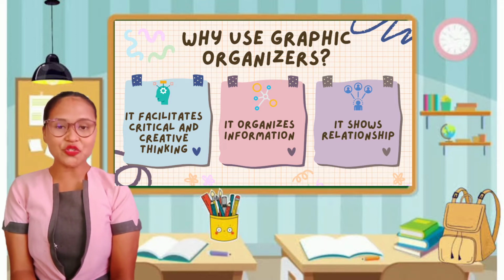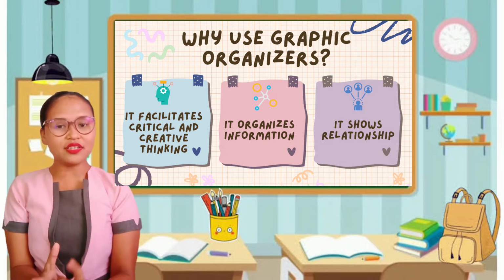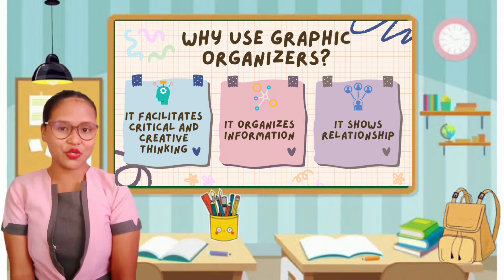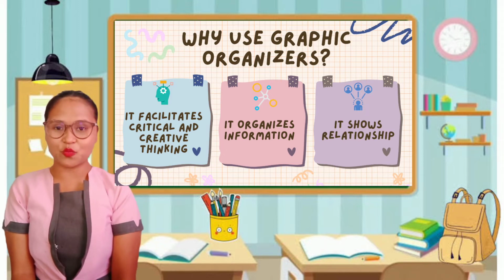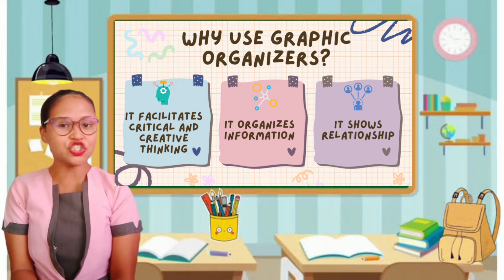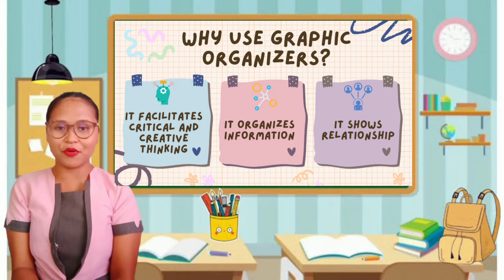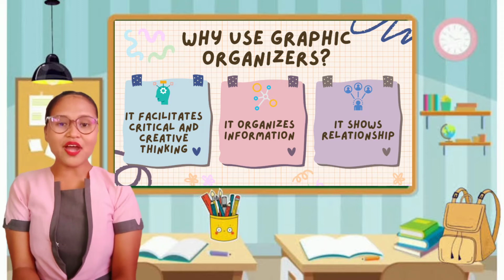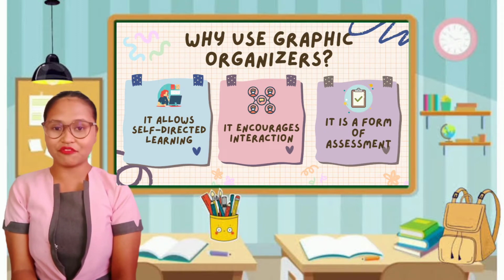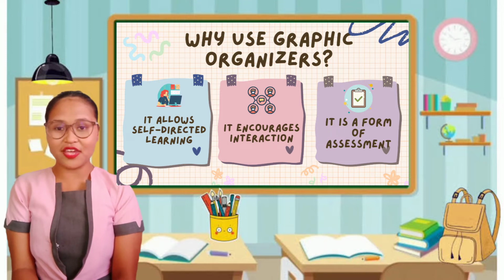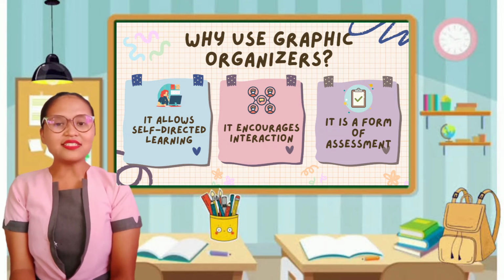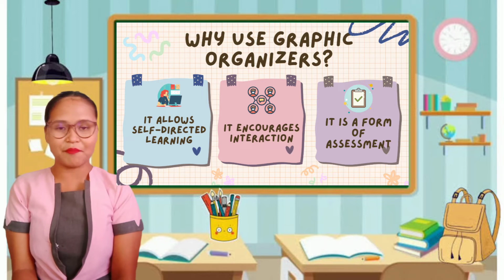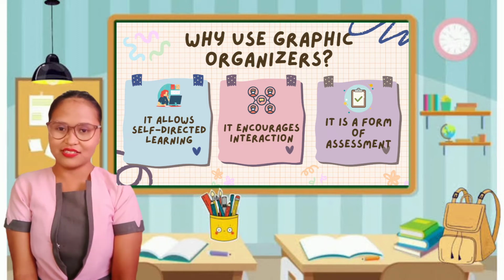Third is that it shows relationship. One good relationship example that is always used is the broad-to-specific relationship. It is sometimes called part-whole relationship, which identifies the whole and its components. Graphic organizers also allow self-directed learning. The good thing about graphic organizers is that they can be used for independent learning among the learners. This is because it is much easier for the learners to grasp information and see connections.